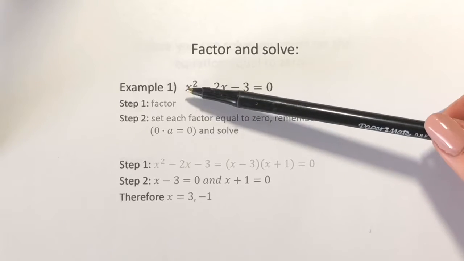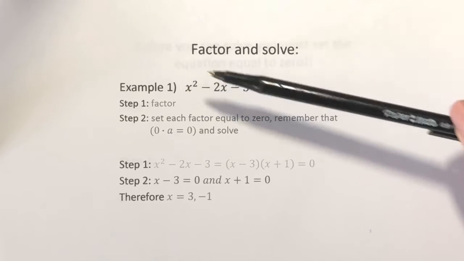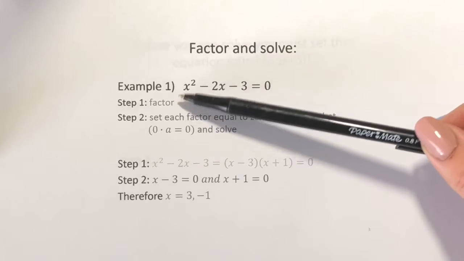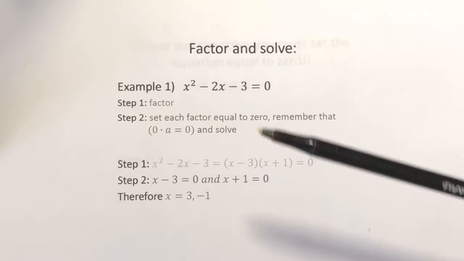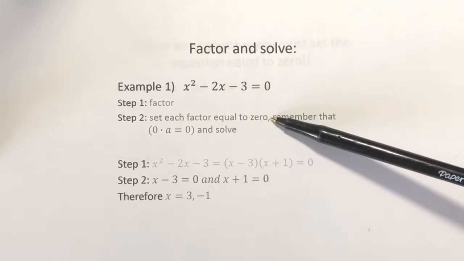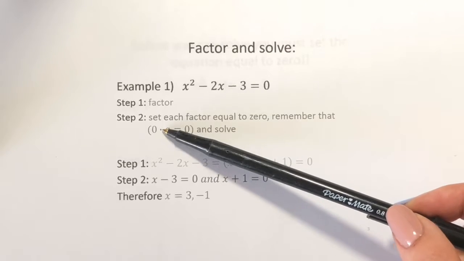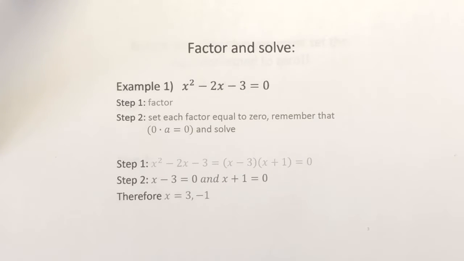Whenever you have a quadratic in the format ax squared plus bx plus c is equal to 0, you are first going to factor it. And then once we factor, we're going to set each factor equal to 0, because if something times 0, it will equal 0. So that's kind of the idea there.